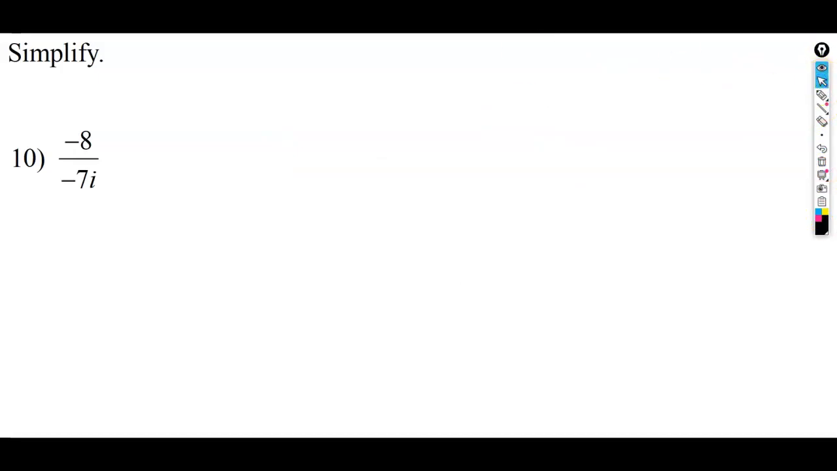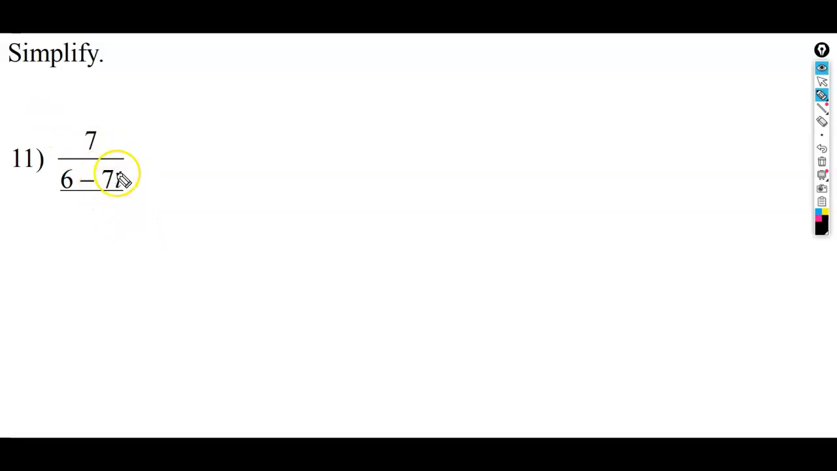Let's move on here. Number 11. Now this problem is different than number 10 because instead of just having an i, an imaginary number, in the bottom, it has a complex number in the bottom. We have a real number being combined with an imaginary number. The way that you are going to deal with this is going to be a little bit different than number 10.